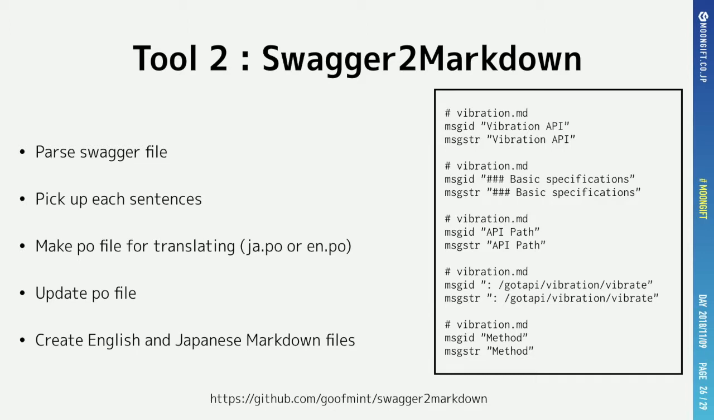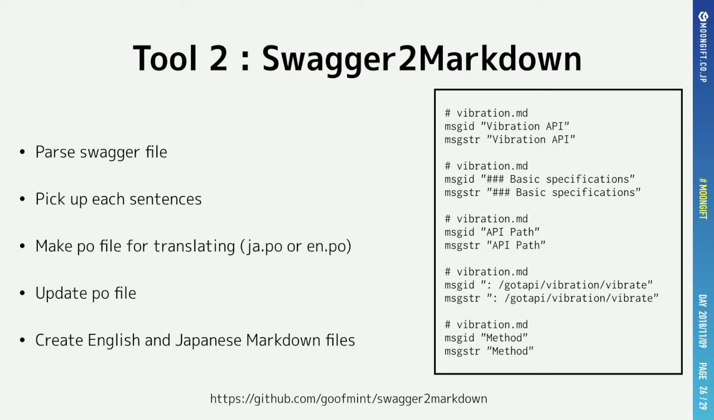Picking up each sentence from the YAML file, on the first execution every sentence becomes a key of gettext. And sure, values are nothing yet, so each key and value are the same, like this. So msgid is a key, and msgstr is a value. And this tool saves the key and value file as a PO file, like ja.po. ja.po means a Japanese PO file.